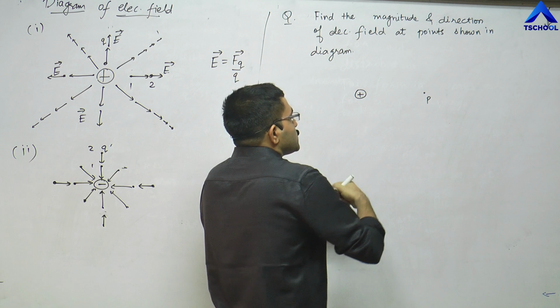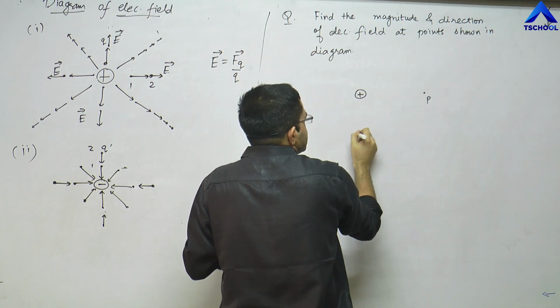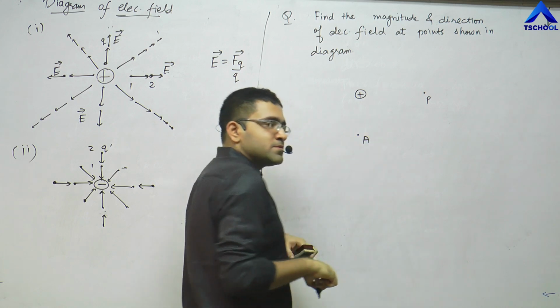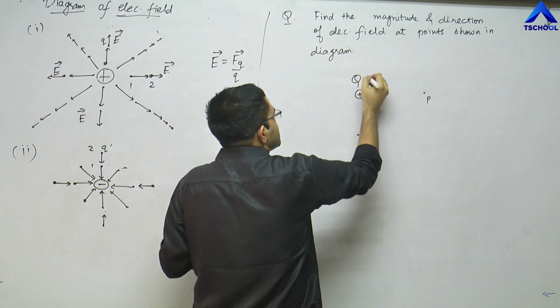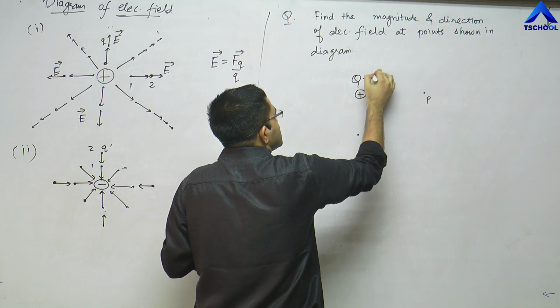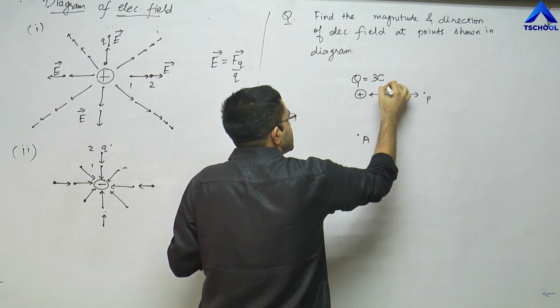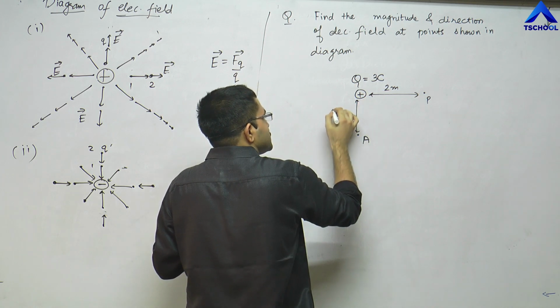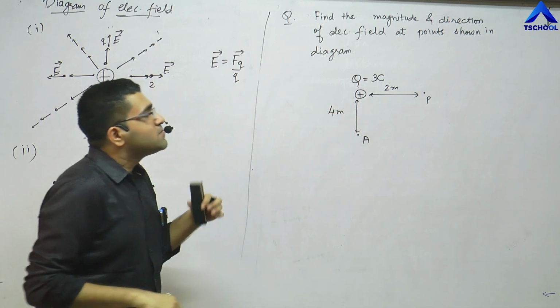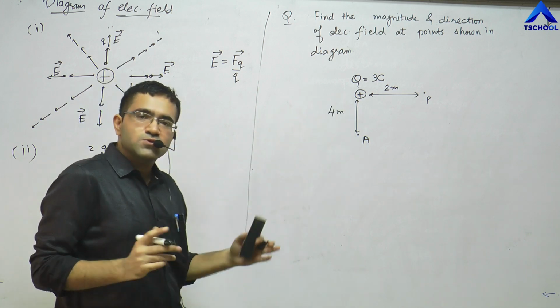Okay, so here's the point P, and let's say here's the point A, right? And this charge is Q equal to 3 coulomb. This distance is 2 meters, while this distance is, let's say, 4 meters. We want to find out the electric field intensity at these 2 points created by this source charge.